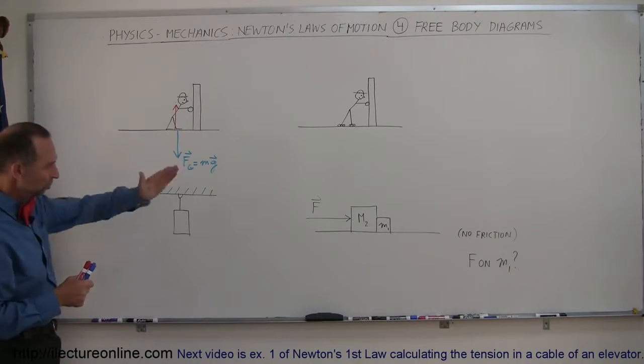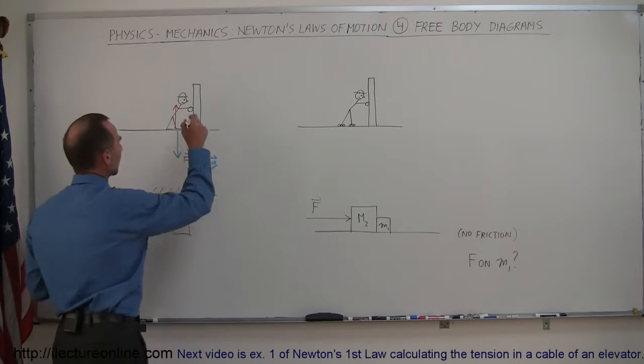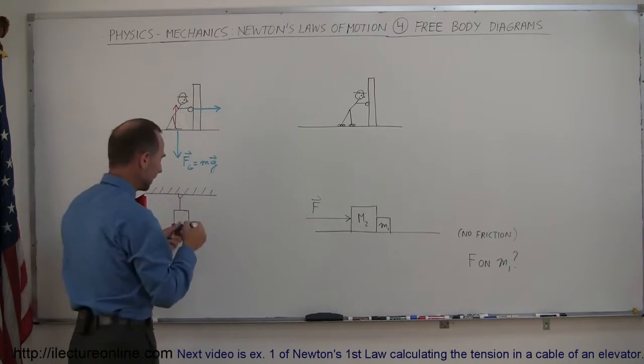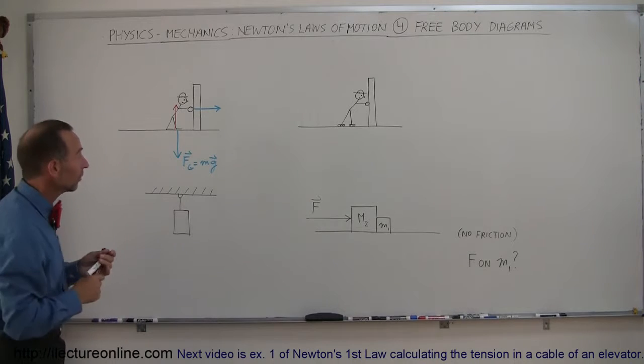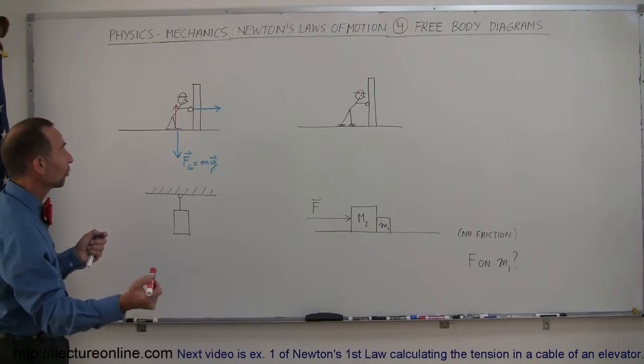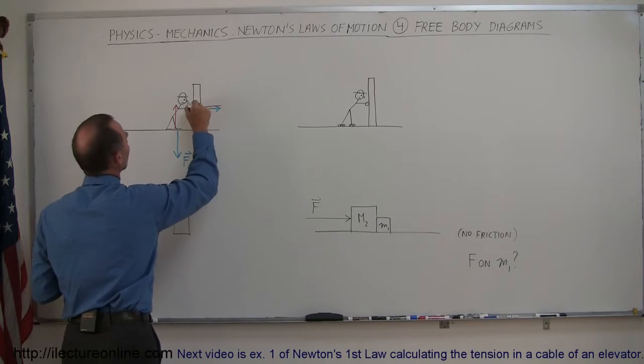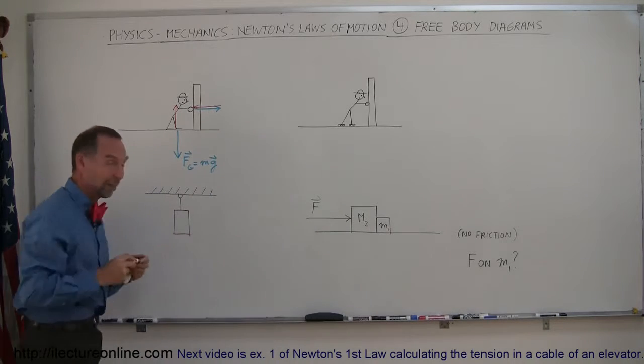Secondly, the person is pushing against a wall. So we can say that the person is pushing this way against the wall, and that means that Newton's third law tells us that we have an equal and opposite force of the wall pushing back on the person. So we have a force in this direction, and that's the second force acting on the person.